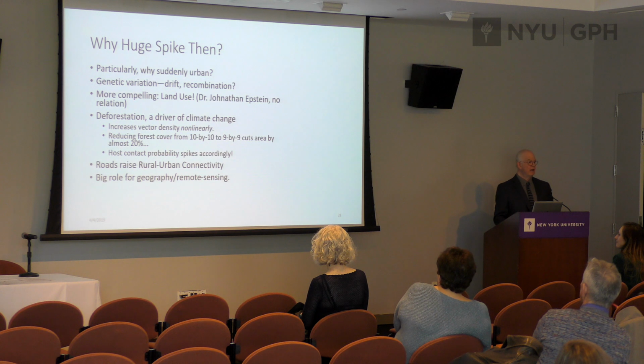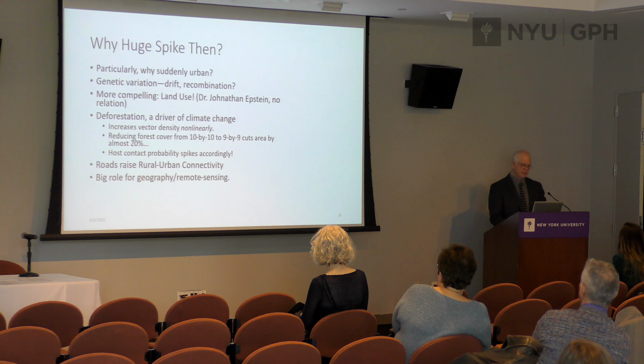Deforestation is a big driver of climate change, and it increases vector densities non-linearly. Right? If you have a forest that's 10 by 10, full of vectors, bats in this case, and you reduce it by 1 on each side, it's 10 by 10 to begin with. Now reduce it to 9 by 9. It actually reduces the area by 20%, right? It goes from 100 square to 81 square. And the host contact probability spikes accordingly. You're packing hosts into a smaller area.